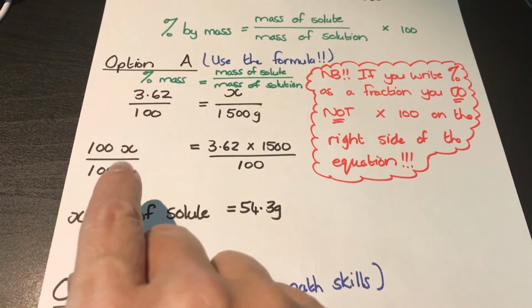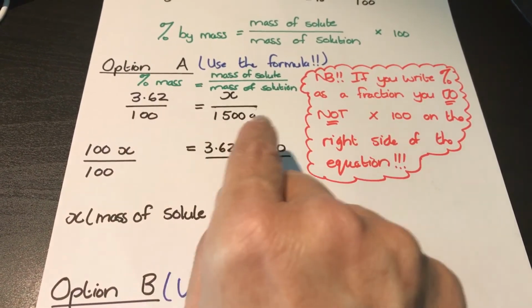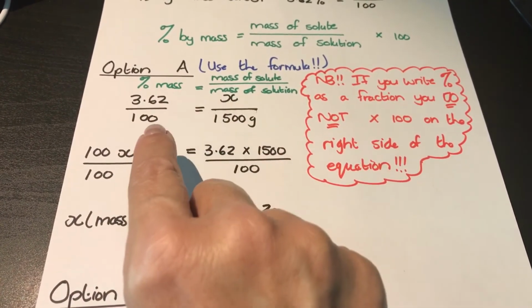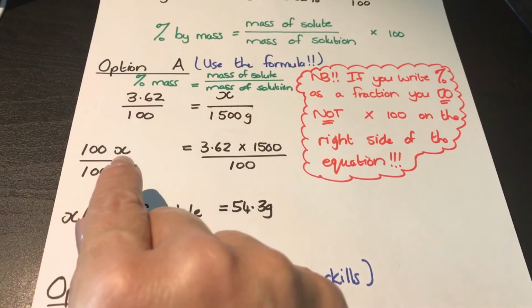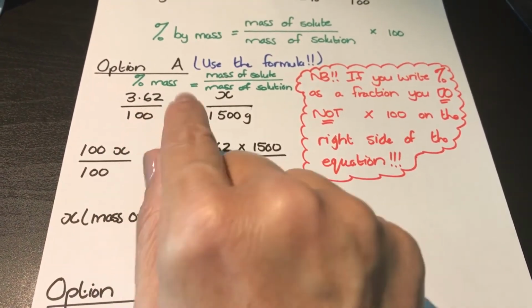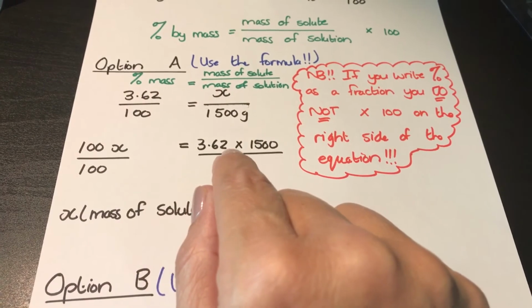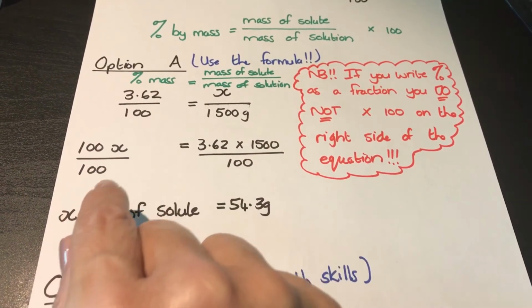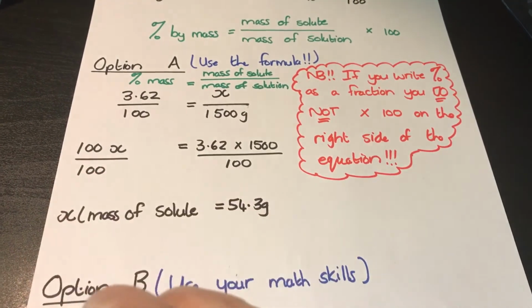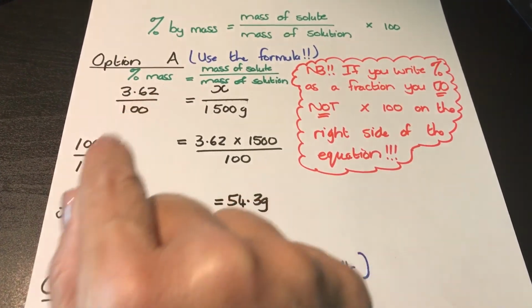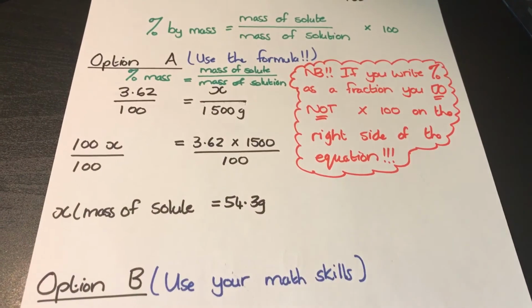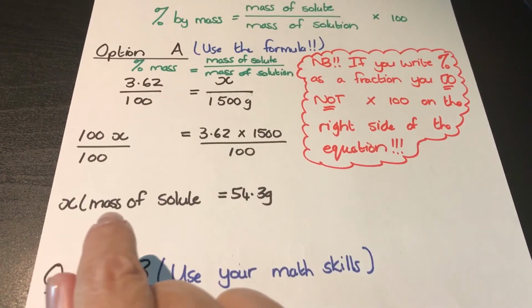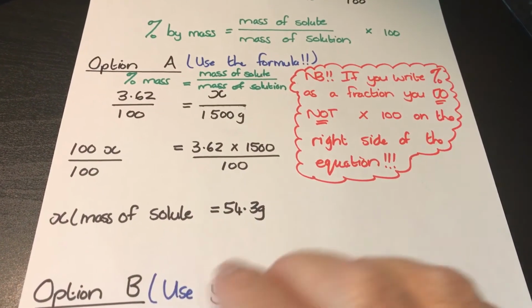If I substitute everything into the equation, I can cross multiply. 100 times x is 100x, which is equal to 3.62 times 1,500. I want to get rid of the 100 so I can get x on its own, so I will divide by 100 on this side. Then I must also do it on that side. So that gives me the mass x, which is 54.3.